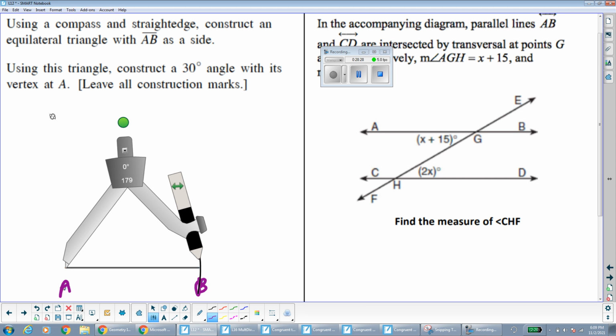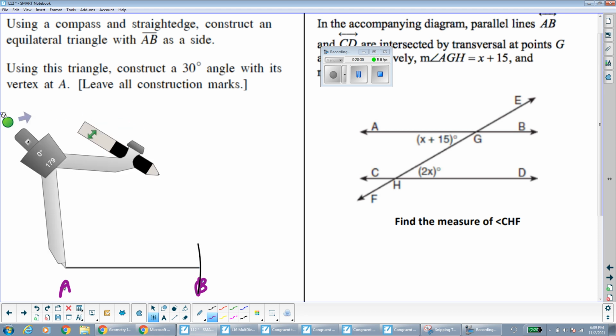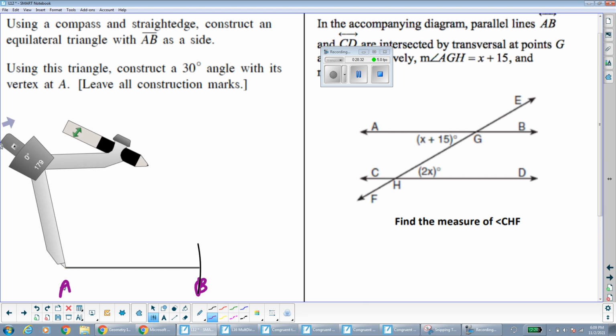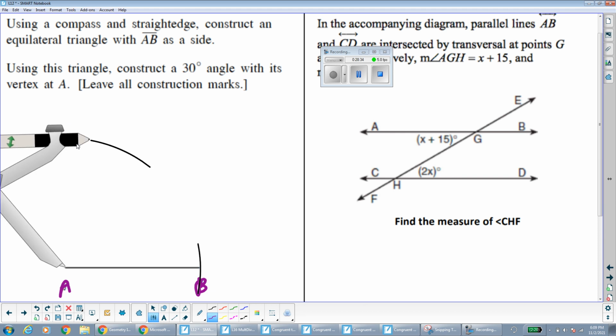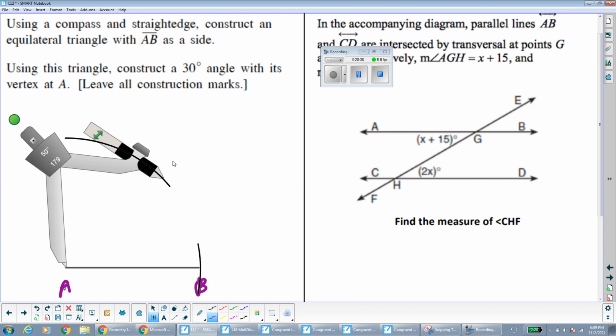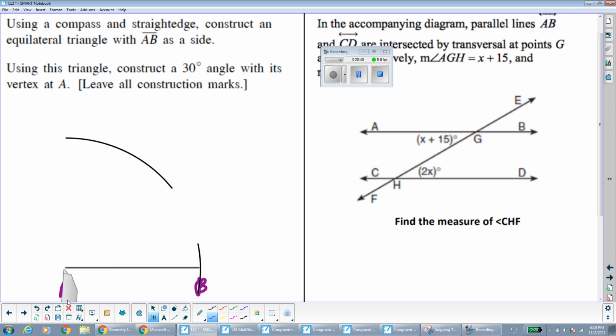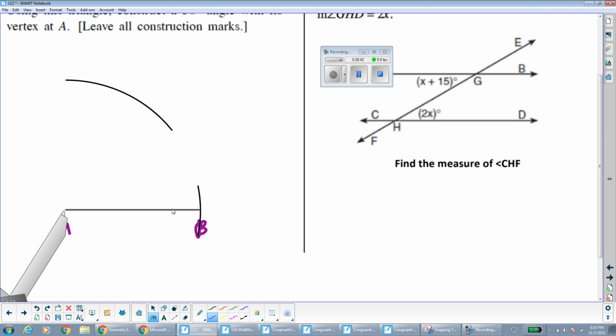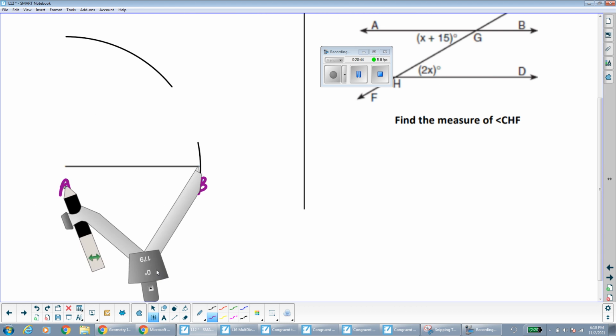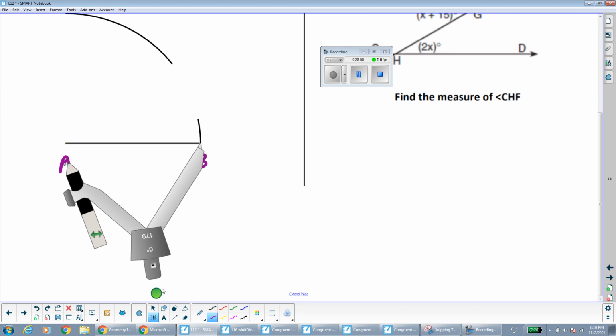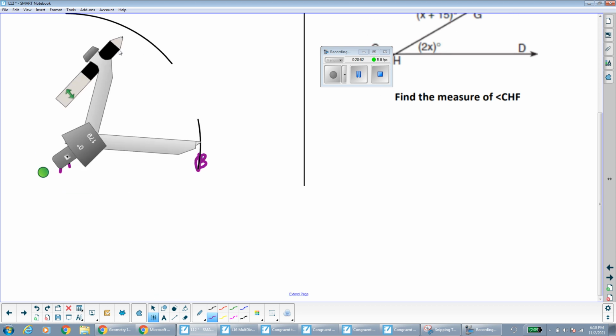And then my endpoint is still at A. I didn't change the radius on my compass. If you're using a flat one, I didn't change the hole that I'm using. I'm just going to make a small arc over here. And then I'm going to turn my compass around, pick it up and move it over to point B using the same hole or the same radius. I'm simply going to make another arc.